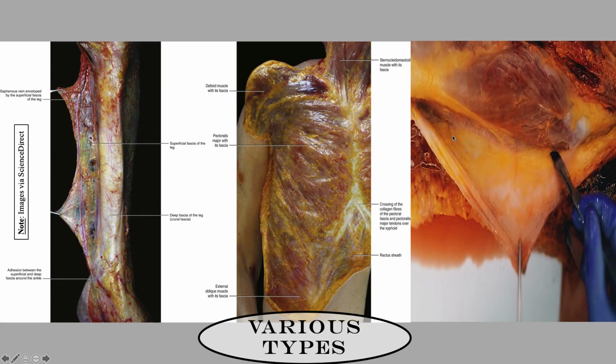Pretty cool image here. This is just looking at some different cadavers, looking at a couple of different layers of fascia. So, here we see the superficial fascia of the leg, and then down over here we can look at the deep fascia of the leg. This is looking at more of the thoracic and abdominal cavities here.